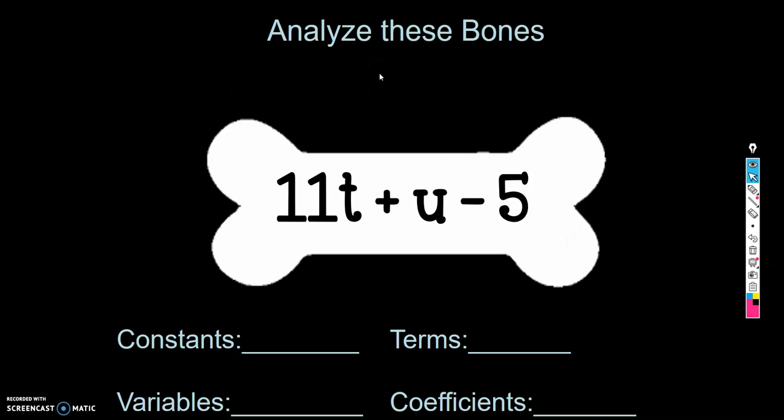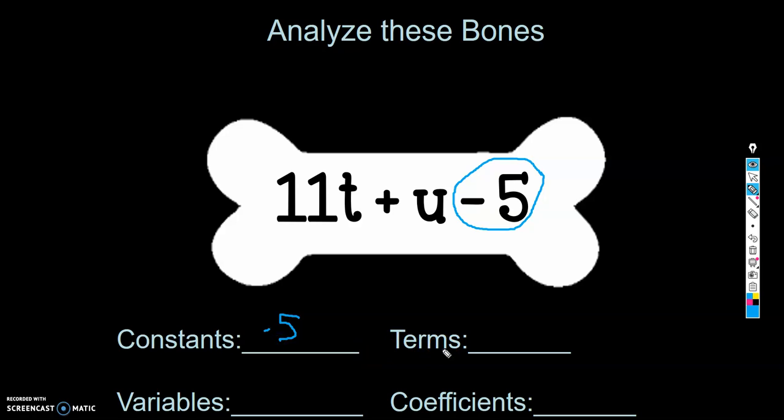So let's go ahead and analyze these bones and see if you were listening. I need a pen here. Give me just a moment. So the constants, remember that a constant never changes, and I have one constant. When I'm looking at the constants, I'm going to look at the operation sign as well. So this minus sign, I'm going to actually think of it as a negative. So my constant here is a -5.